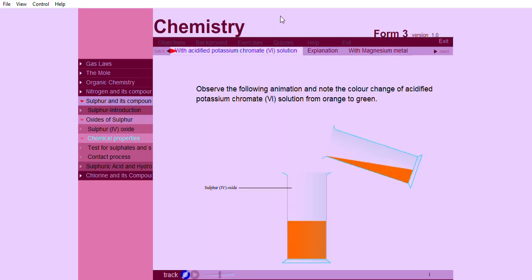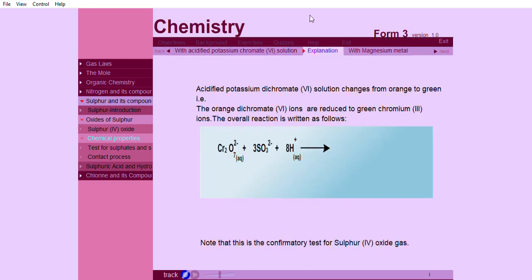Observe the following animation and note the color change of acidified potassium dichromate 6 solution from orange to green. Acidified potassium dichromate 6 solution changes from orange to green. That is, the orange dichromate 6 ions are reduced to green chromium 3 ions.